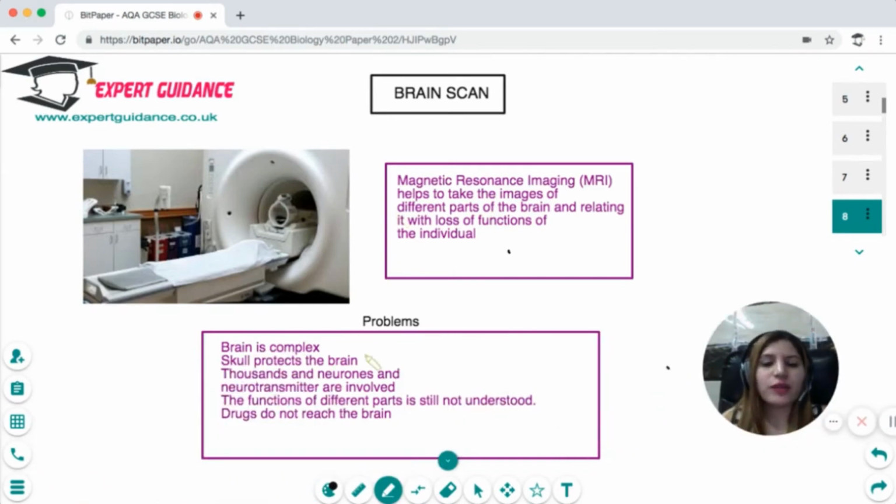Now, there are a lot of problems with the brain scan because the brain is complex. There's a skull which protects the brain. There are thousands of neurons, thousands of neurotransmitters involved. The function of the different parts is still not known, and due to the presence of skull, it is difficult for the drugs to reach the brain. So the brain damage is the biggest problem. Okay, therefore people are advised to cover and protect the heads while they are driving to make sure the brain is protected from damage.